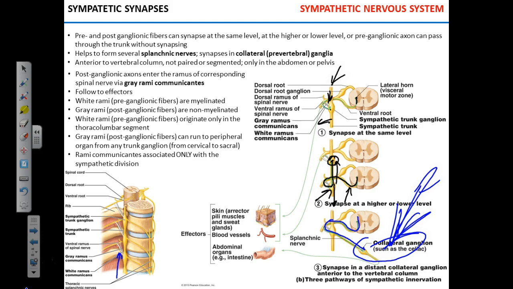These neurons, preganglionic fibers, that leave the spinal cord and go to the collateral ganglia form so-called splanchnic nerves. Okay?